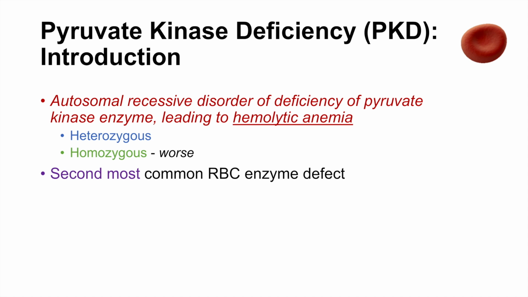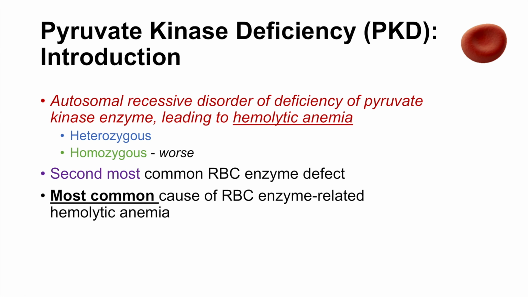Now, PKD is the second most common red blood cell or RBC enzyme defect. But it is the most common cause of RBC enzyme-related hemolytic anemia. And PKD leads to a non-immune hemolytic anemia. Non-immune because it is a defect in an enzyme as opposed to an immune system-mediated destruction of blood cells.